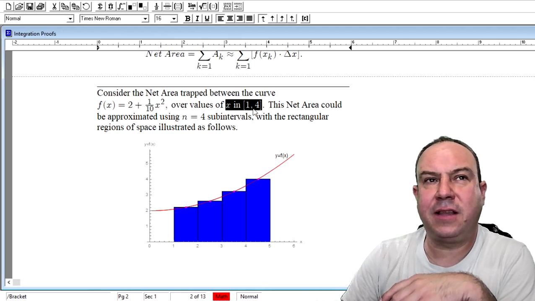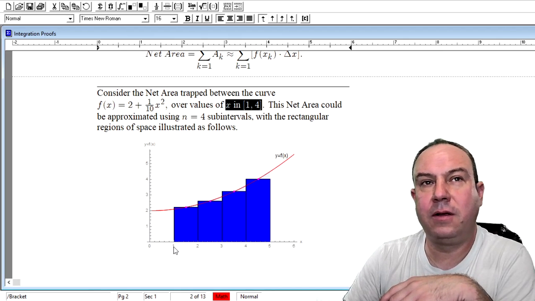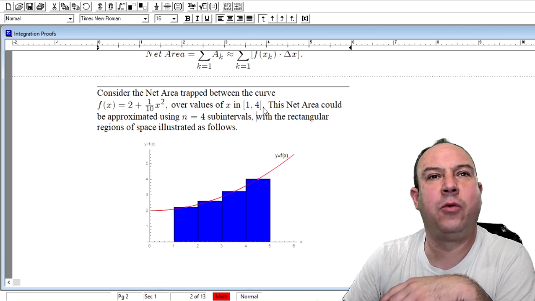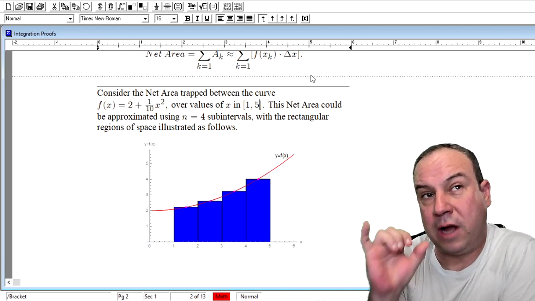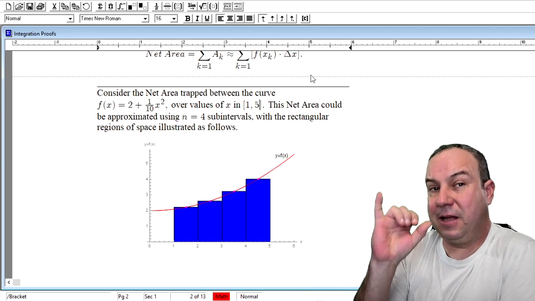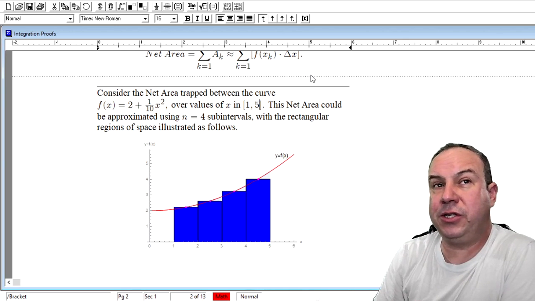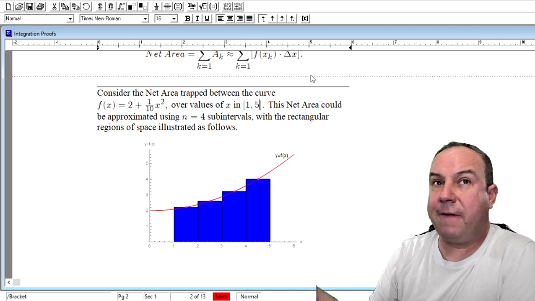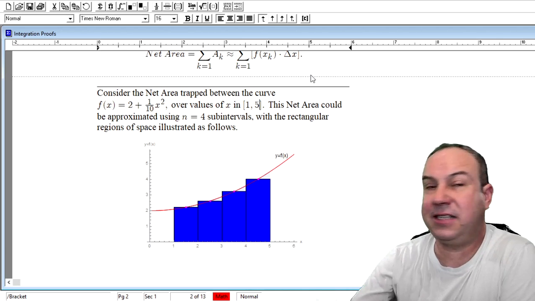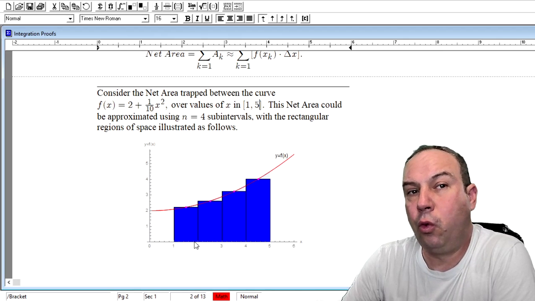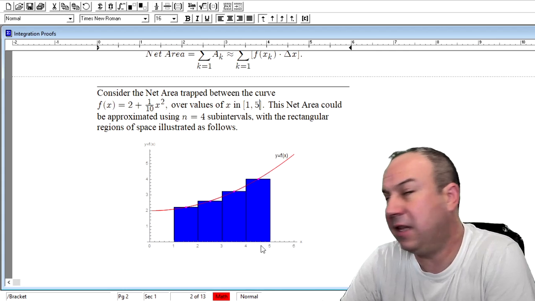We have taken this closed interval from 1 to 4. Actually, I see I'm doing it from 1 to 5. Let me fix that. This interval from 1 to 5, and subdividing it into 4 subregions. So that would be 5 minus 1 divided by 4. 4 divided by 4 would give us a delta x equal to 1. That is the width of each of these subregions along the x-axis, or each 1 unit in length.